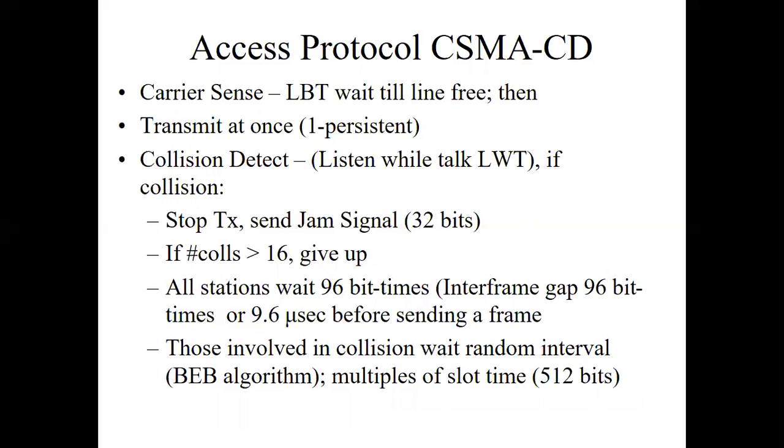Then collision detect, listen while talk. If collision, stop transmitting and send a jam signal, which is 2 bits. If collisions are less than 16, retry; if greater than 16, we said it will give up. All stations wait 96 bit times, the interframe gap, before sending a frame. Those involved in a collision wait a random interval. The BEB algorithm outputs a multiple of the slot time, which is 512 bits.